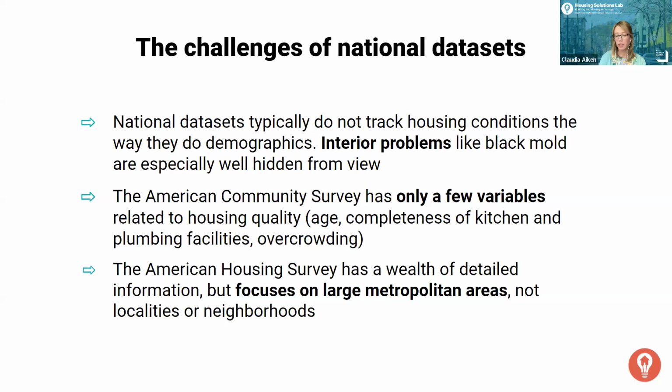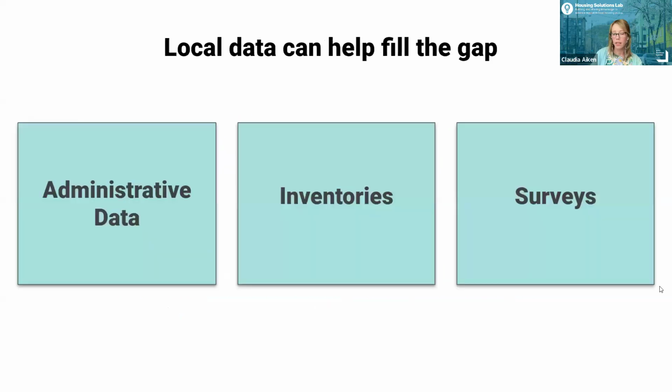The American Housing Survey, on the other hand, is extremely detailed, but it doesn't get down to the level of the city, let alone the neighborhood, so it isn't always the most useful for local policy decisions. Next. So there are a number of ways that local data can start to fill the gaps.